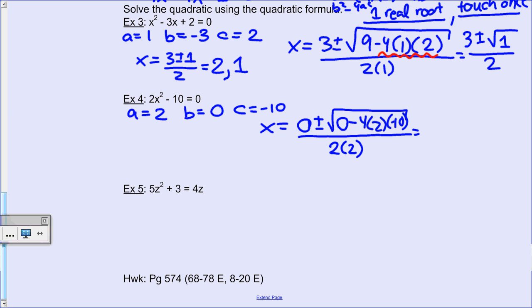Well, we already put in positive. So I'm just going to put the numbers. 4 times 2 times 10 is 80. Okay, plus or minus the square root of 80, all over 4. Ooh, 80 can be simplified.